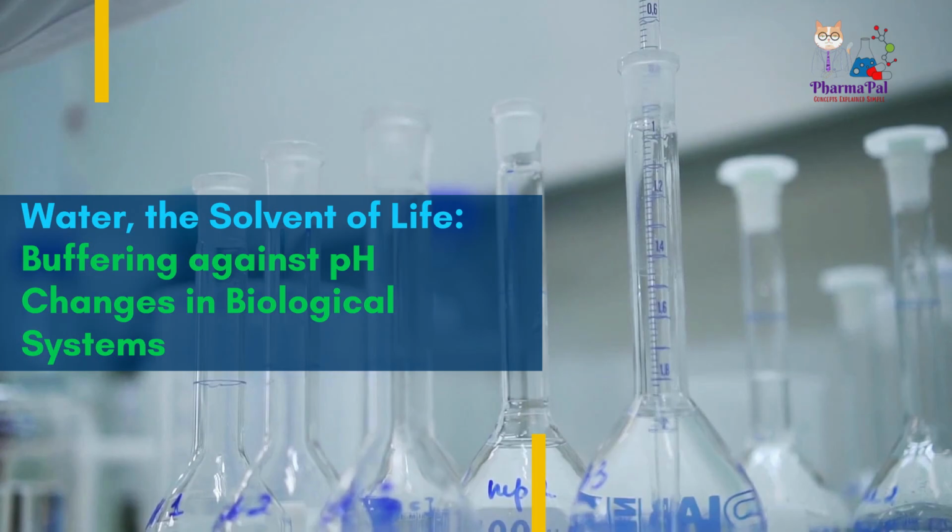Let's break it down. The pH scale measures the acidity or alkalinity of a solution. A pH of 7 is neutral, while lower values are acidic and higher values are alkaline. In our bodies, the bicarbonate buffer system helps maintain our blood pH near 7.4. This system involves a reversible equilibrium between gaseous carbon dioxide in the lungs and bicarbonate in the blood plasma.